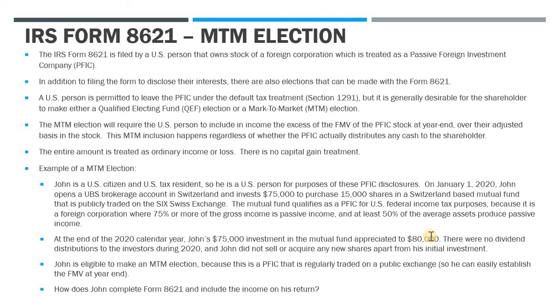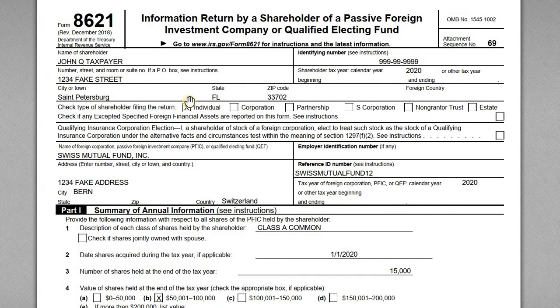Okay, so he has a $5,000 capital appreciation, but he hasn't sold it yet, and he hasn't gotten any dividend income. So when John makes this MTM election, he's going to be recording in income the increase in the fair value. Okay, so let's look at the 8621 and see how John fills this thing out. So we have the 8621 here for John. His information is populated up here. He's an individual shareholder, okay?